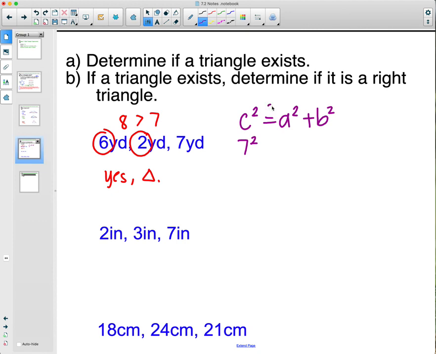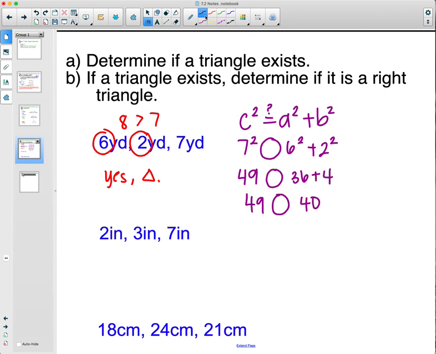And then I'm just going to put a little question mark above this equal sign because we don't really know if it's equal. And I'm just going to put a circle, an opening here that I'm going to fill in a little bit. So 7 squared equals 6 squared plus 2 squared. So 7 squared is 49, compared with 36, which is 6 squared, and 2 squared is 4. 49 in comparison to 40. So if this were a right triangle, these two numbers would be equal. So this is not a right triangle because these are not equal.